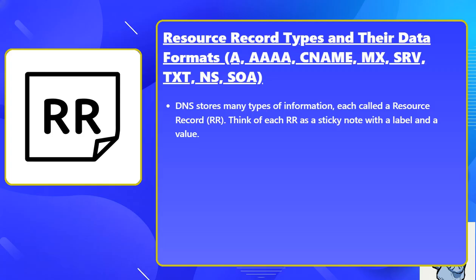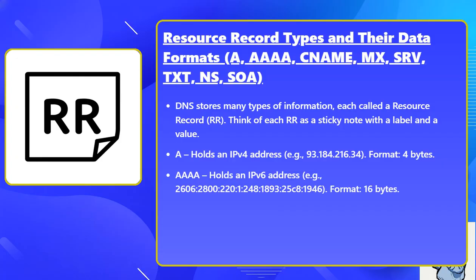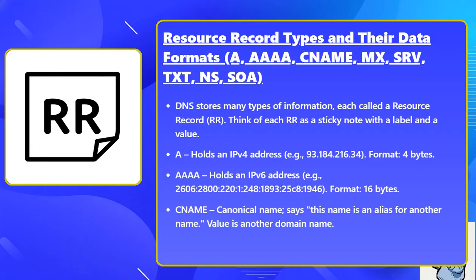DNS stores many types of information, each called a resource record, or RR. Think of each RR as a sticky note with a label and a value. A holds an IPv4 address, for example 93.184.216.34, format 4 bytes. AAAA holds an IPv6 address, format 16 bytes. CNAME, canonical name, says this name is an alias for another name. Value is another domain name.